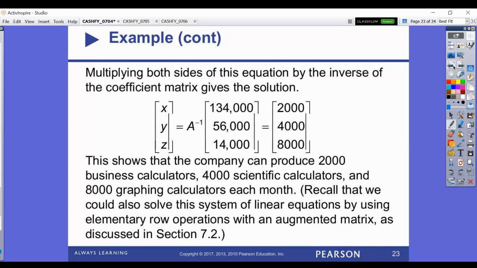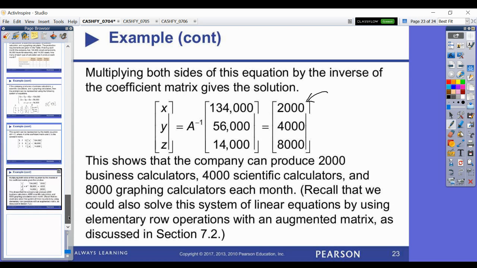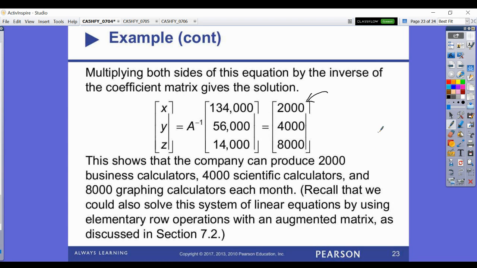Let's go here, and there's my answer. This should be what your calculator spits out. That is your X, your Y, and your Z, so you can see exactly how many of each calculator you would want to produce to use all of your components. And that's it for lesson 7-4.